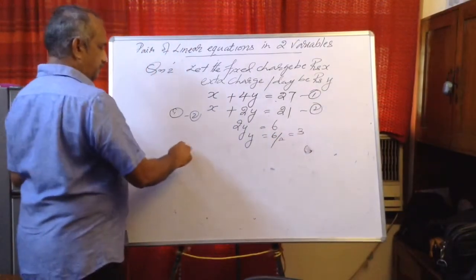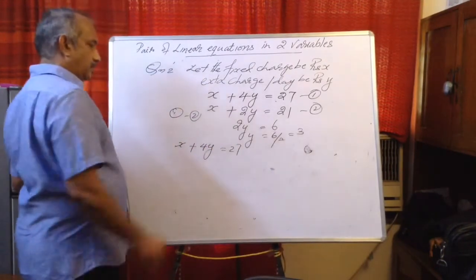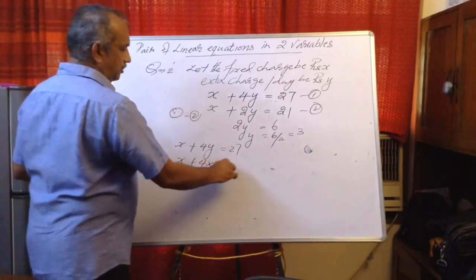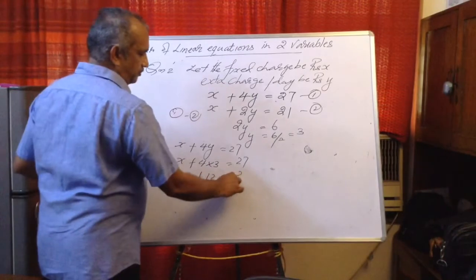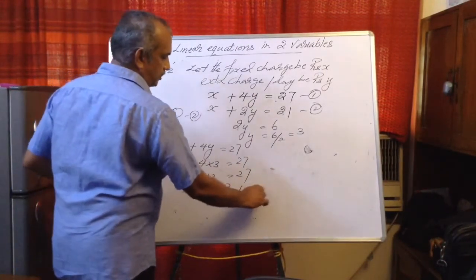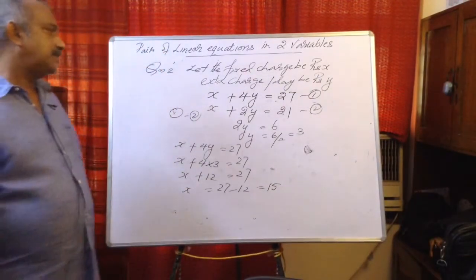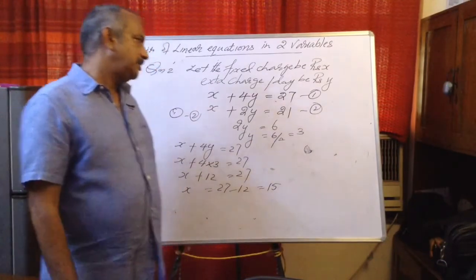Now X plus 4Y is equal to 27. X plus 4 into 3 is equal to 27. X plus 12 is equal to 27. X is equal to 27 minus 12, which is equal to 15. Therefore, the fixed charge is 15 rupees and the charge for each extra day is rupees 3.